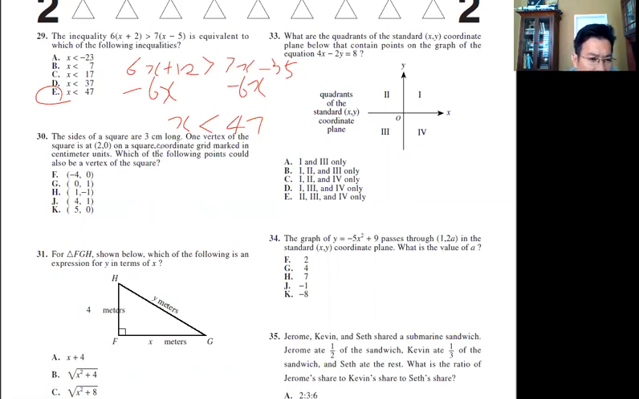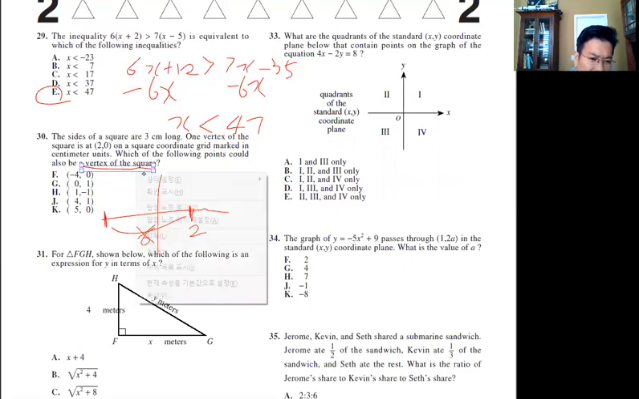Square with vertex on the square coordinate grid 2, 0. Mark the center in it, which of the following points could also be a vertex of the square. So negative 4 is, this is 2, right? So negative 4, 0 is here, so which is 6 units apart, so it doesn't work. Because even if making it the longest side, which is the diagonal, the farthest distance you can go is, so this is 3, and then 3 root 2.